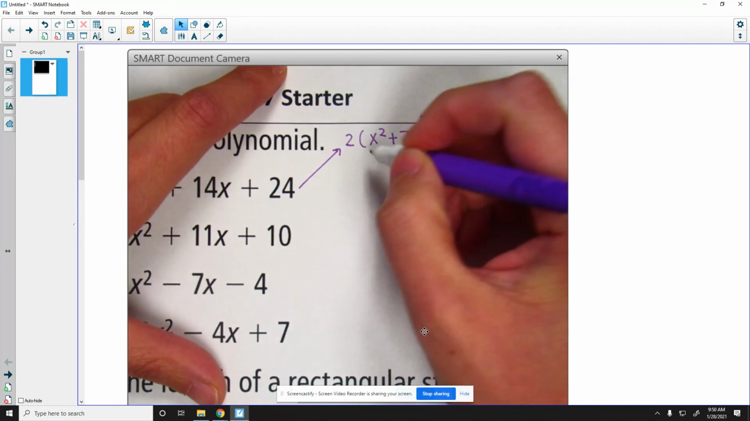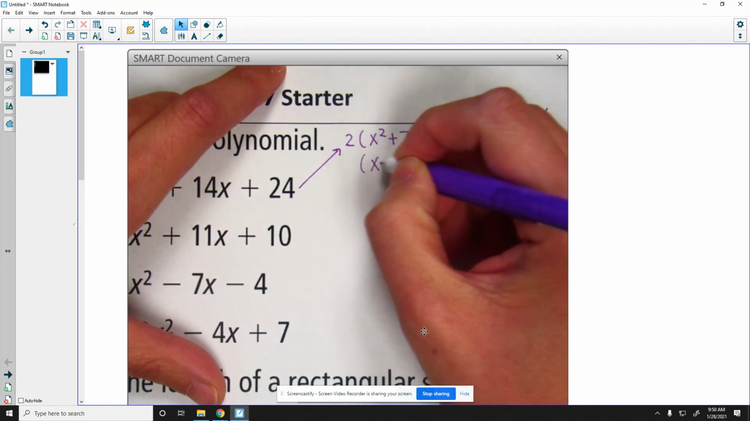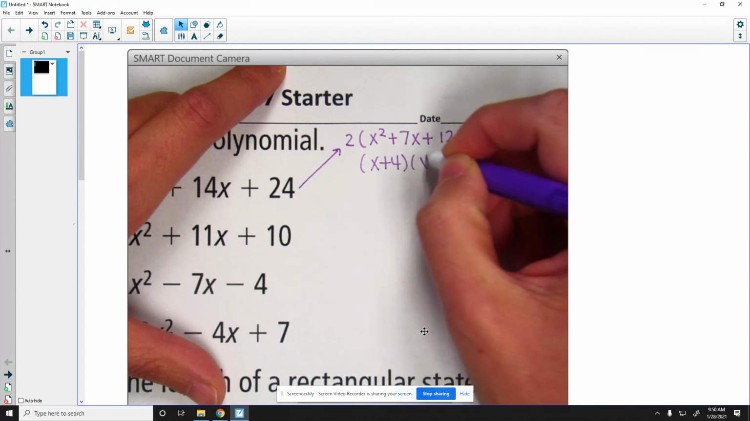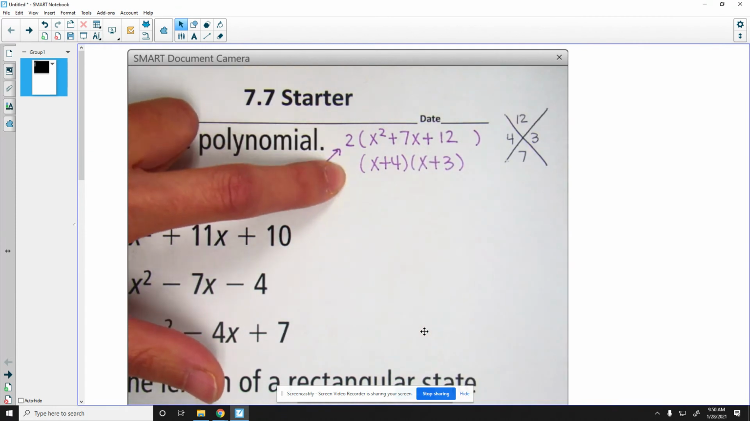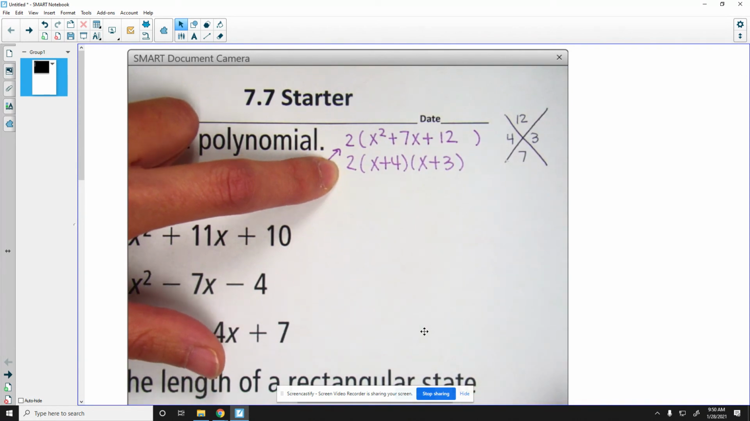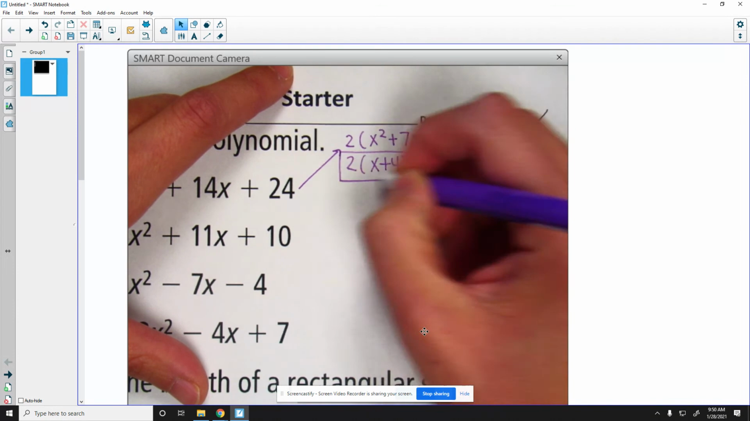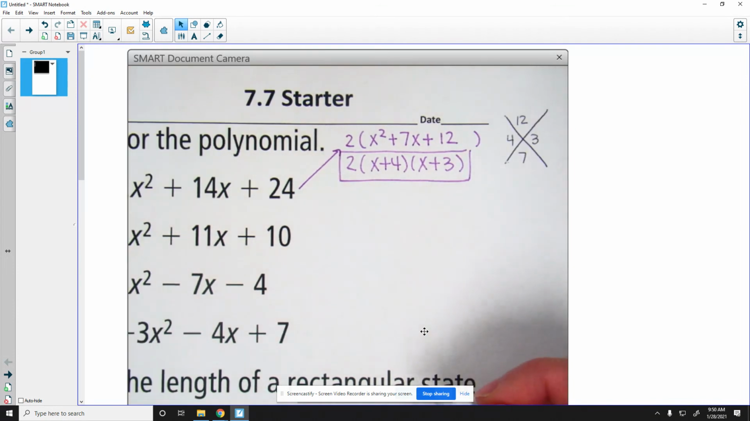So let me rewrite that. It would be x plus 4, x plus 3. Don't forget though, since you factored out the 2, you have to just drag it down. So like, don't forget about that. That's still part of your answer. Boom, I'm done. This is the easiest of the complicated problems.